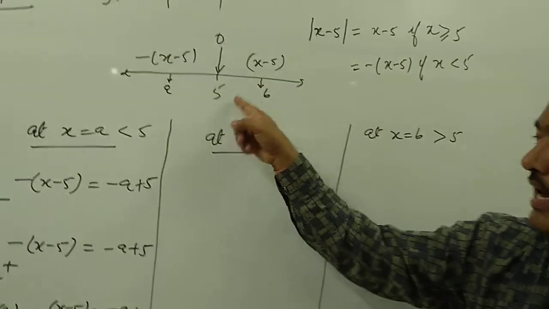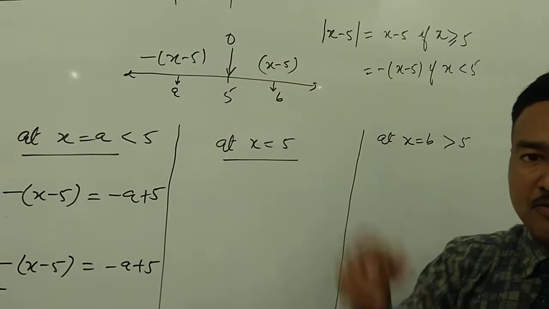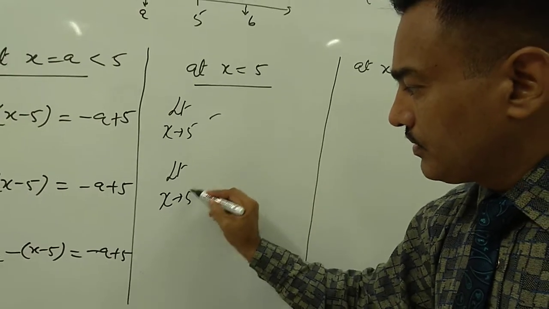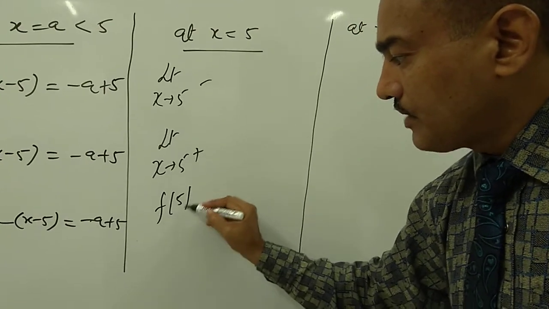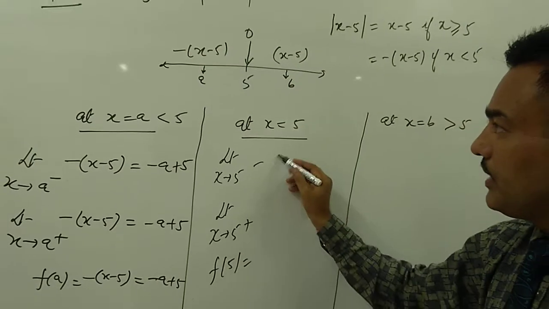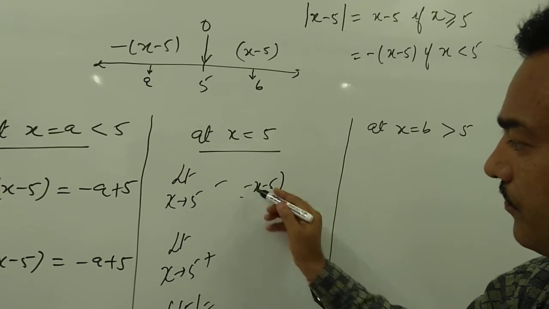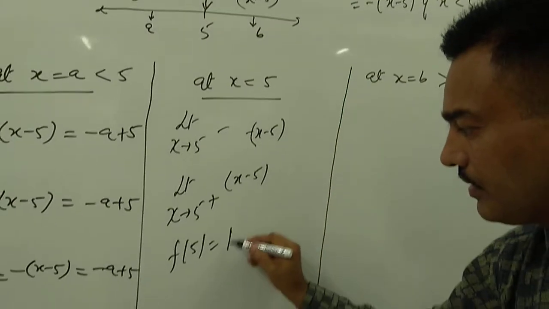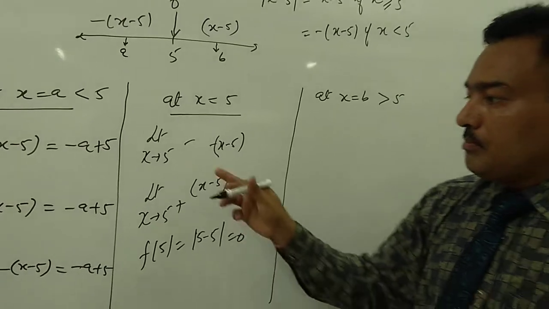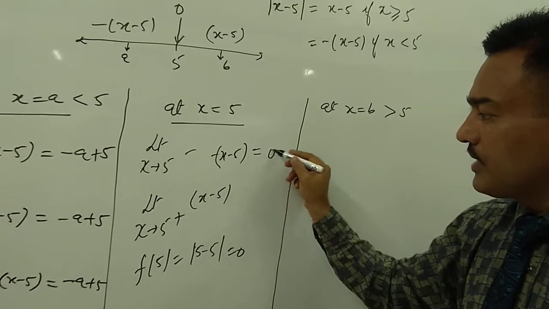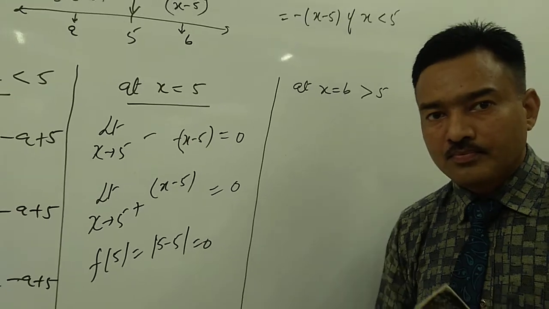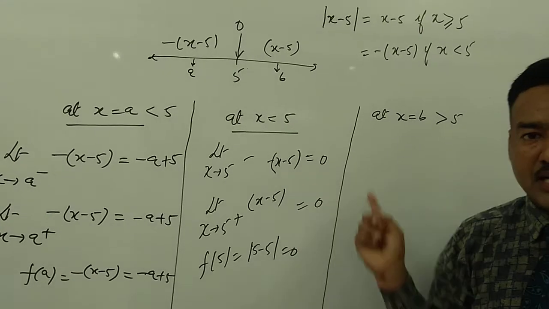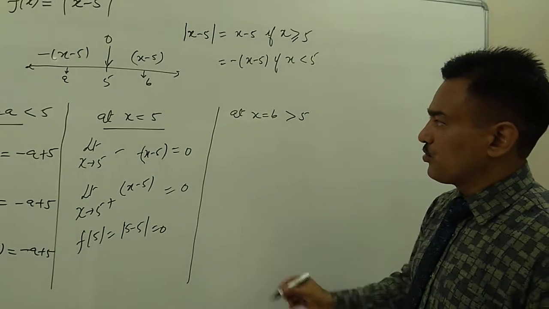The possibility is here, at 5, because before 5 and after 5 it is different. Let us see the left hand limit at 5, the right hand limit, and the value at 5. To the left of 5 it is minus x minus 5, to the right it is plus x minus 5, and at 5 it is 0. As x tends to 5, all these three values are equal. So maybe the function was changing, but still it gives the same value to the left and right. So it is continuous at 5 also.